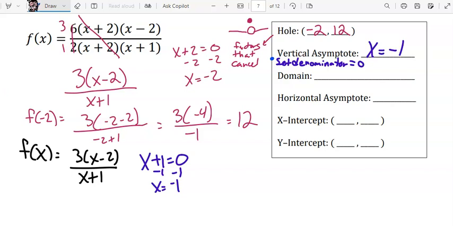The domain would be all real numbers except those two undefined numbers, negative 2 and negative 1. So we have negative infinity to negative 2, union negative 2 to negative 1, union negative 1 to infinity. So for the domain, it's all real numbers except for the holes and vertical asymptotes.